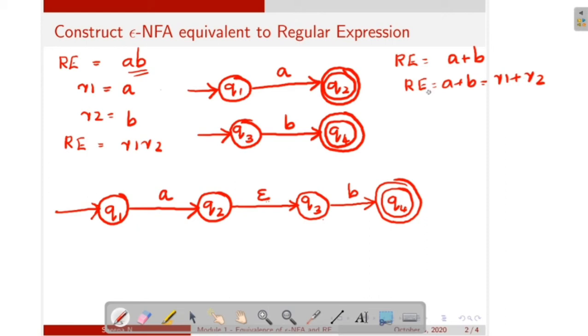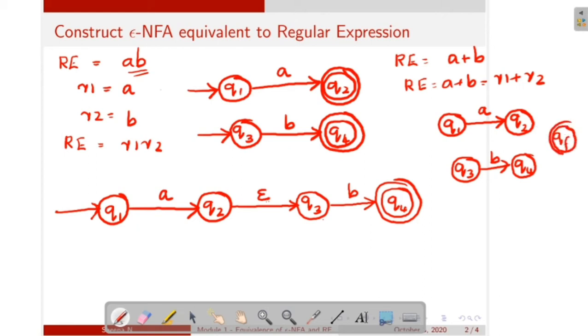This we can construct an equivalent epsilon NFA. That epsilon NFA can accept only R1 or R2. Okay. So here first we draw Q1, then Q2. There is a transition from Q1 to Q2 over the alphabet A. Then Q3, Q4. There is a transition from Q3 to Q4 over the alphabet B. We remove the final states of Q2 and Q4. Okay, they become normal states. Then there is a new final state QF, and also add a new initial state Q0.